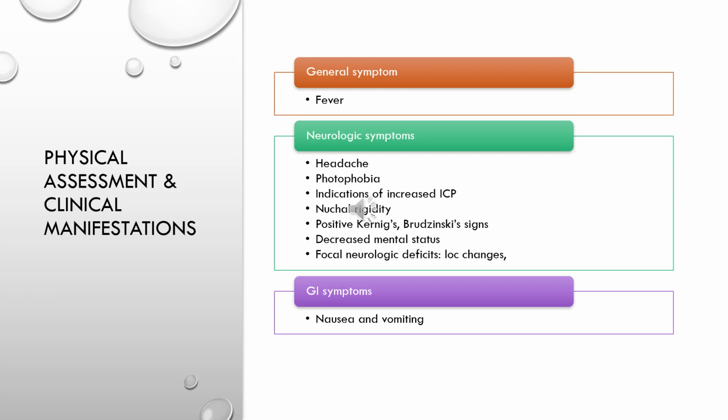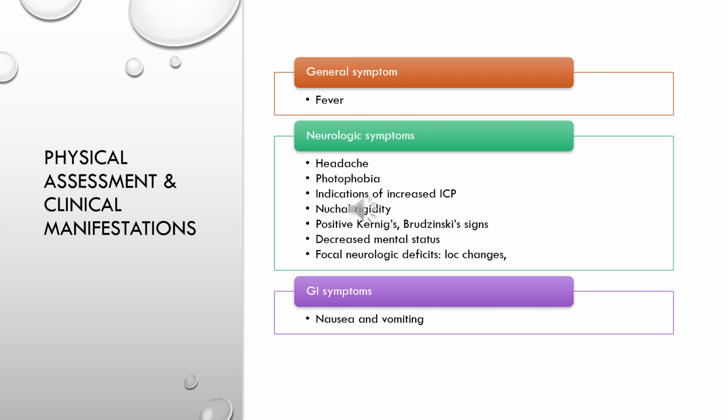So what are your physical assessment or clinical manifestations that you see in somebody who is having meningitis? Some general symptoms are just simply fever. Neurologically, they're probably going to have a headache, very, very common. They'll have photophobia or dislike of light. They may have phonophobia, where they don't like sounds, which is not listed here, but that is something that they can also have.